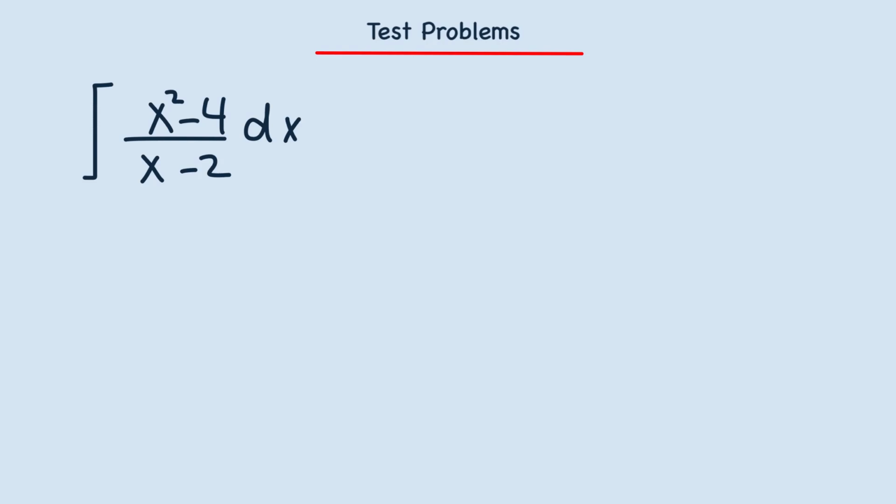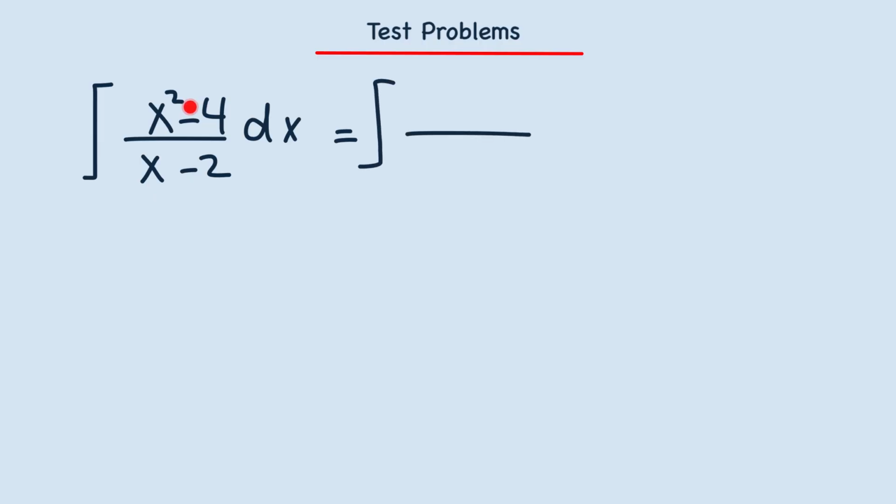Let us continue with the integral problems. I have the integral of (x squared minus 4) divided by (x minus 2) dx. Now, the idea in this question is to factor the upper function, and this is actually the difference between two squares, right? So I can rewrite it as integral.